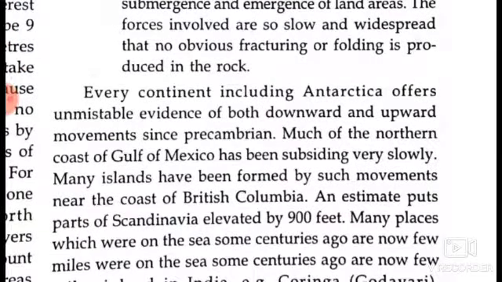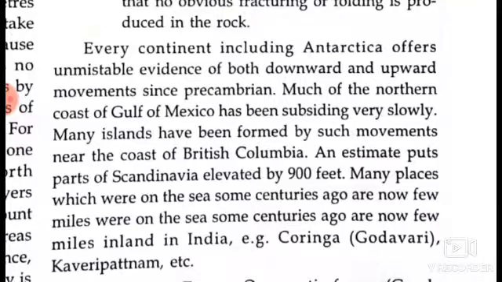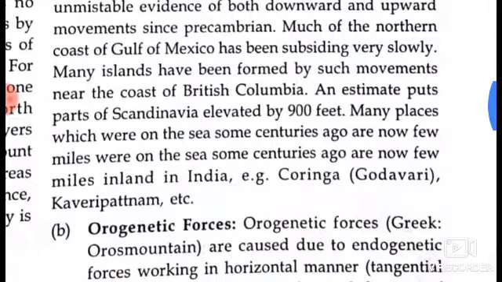Every continent, including Antarctica, offers unmistakable evidence of both downward and upward movement since the Precambrian. Much of the northern coast of the Gulf of Mexico has been subsiding very slowly. Many islands have been formed by such movements near the coast of British Columbia. An estimate reports parts of Scandinavia elevated by 900 feet.